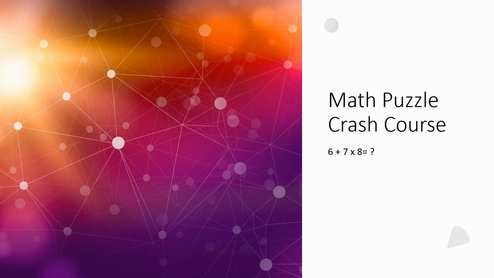I've got a simple order of operations puzzle for you. This one is similar to some of the others, just mixing addition and multiplication. So let's start right in. It's 6 plus 7 times 8 equals what?